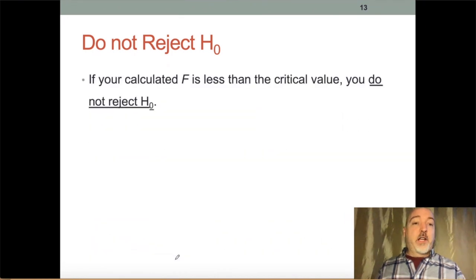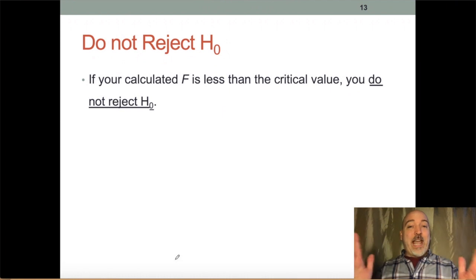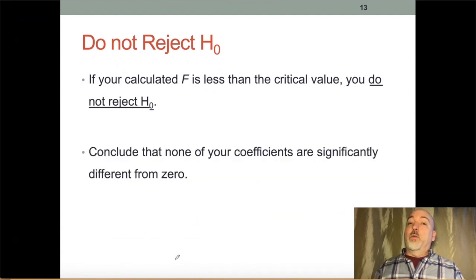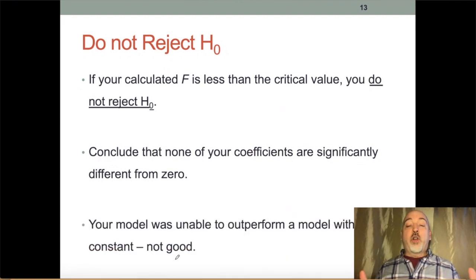Which brings us to the other case. If your calculated F-statistic is not that large, the gap between the restricted and the unrestricted sum of squares is pretty small, and your F-stat doesn't surpass the critical value, we don't reject the null. We could have just got this result by random chance. It's not that big of a difference. And now none of your coefficients are significantly different from 0. You're basically not outperforming a model with no x variables at all.